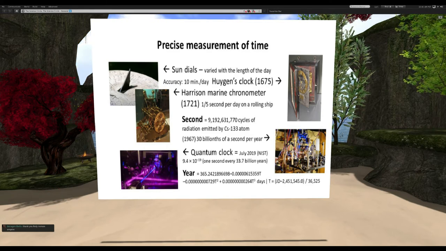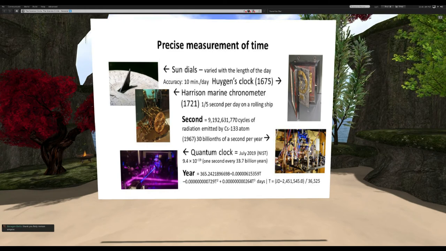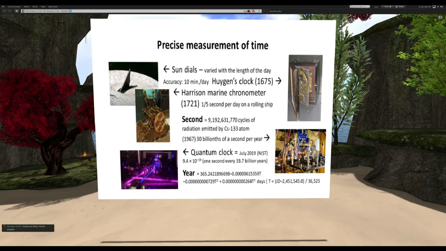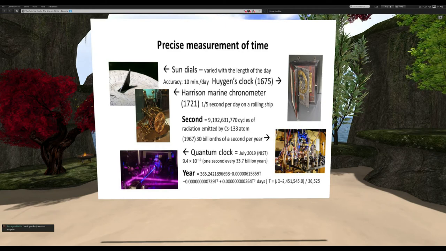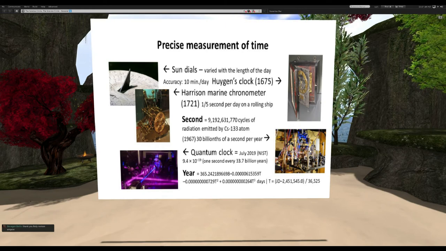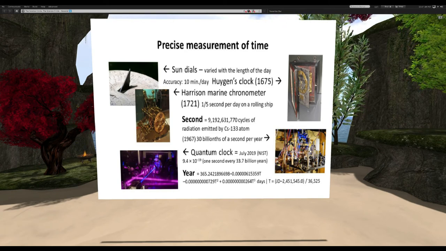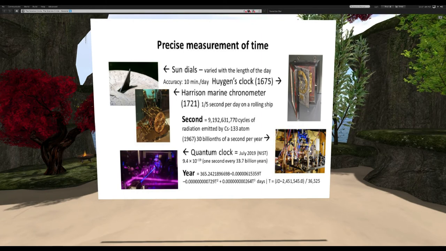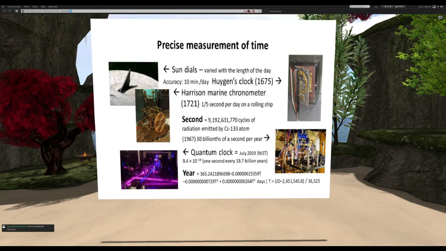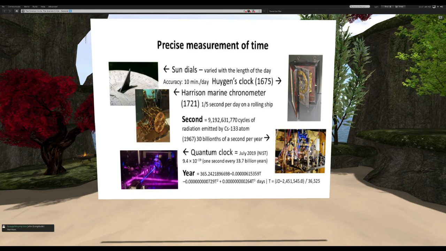So then you had, okay, here's another name I'm not quite sure how to pronounce, maybe somebody knows, the Huygens clock, which was a mechanical clock. And then Harrison's marine chronometer. That's the one for which he finally got a big prize, worth about $10 million today, because it could actually be on a rolling ship and would account for motion. And it was accurate to one-fifth of a second per day. That was pretty nice.